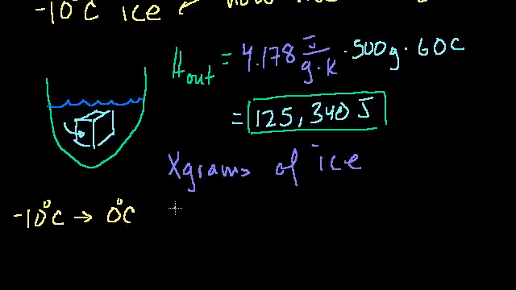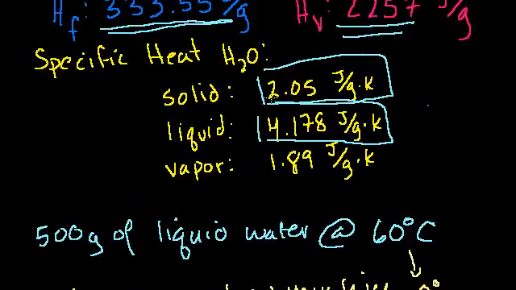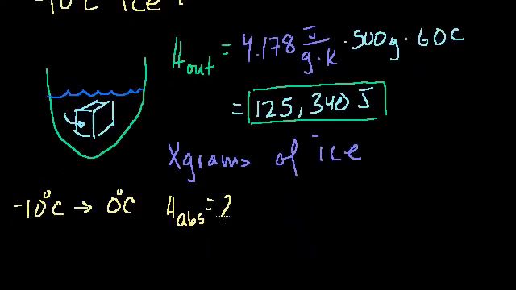The heat absorbed by the ice is equal to the specific heat of ice water, 2.05 joules per gram Kelvin, times the amount of ice, which is what we're solving for, so times x, times the change in temperature. So this is a 10-degree change in Celsius degrees, which is also a 10-degree change in Kelvin degrees. So we could just do 10 degrees.